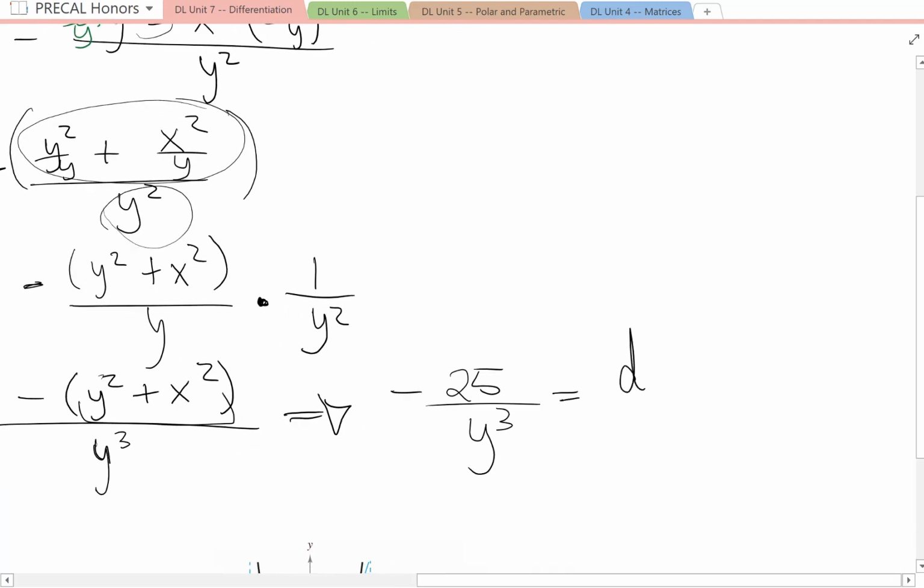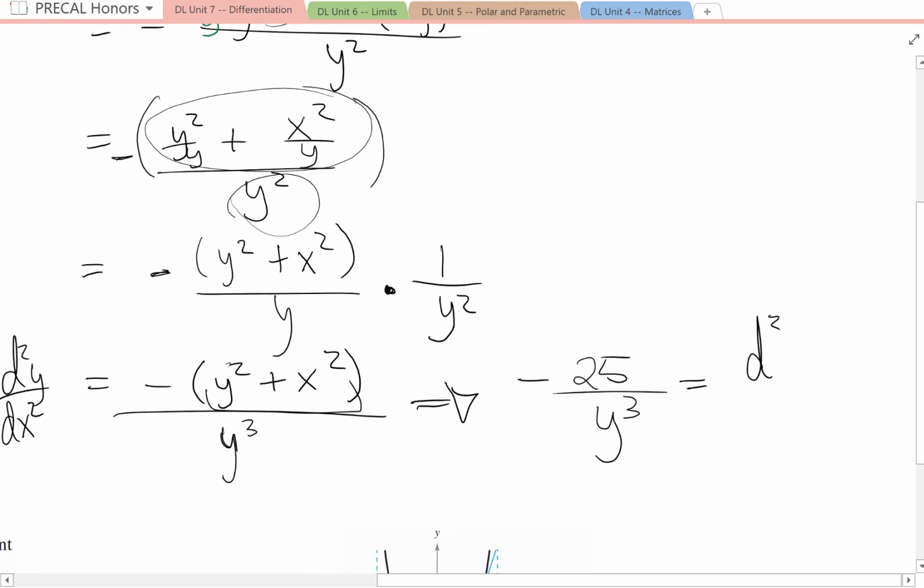Always check for additional simplifications based on the relationships that you have kept track of while you're doing the problem.